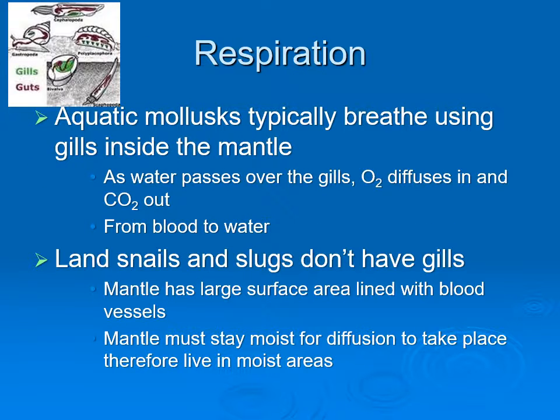All right, so let's talk about gas exchange, respiration. Aquatic mollusks typically breathe using gills that are found inside the mantle. They're part of that visceral body mass. As water passes over the gills, oxygen diffuses in and carbon dioxide diffuses out, and this takes place between the blood and the water. On the land, we have snails and slugs, and they don't have gills. Instead, their mantle has a large surface area that's lined with blood vessels, and the mantle has to stay moist for diffusion to take place. Therefore, they tend to live in moist areas.